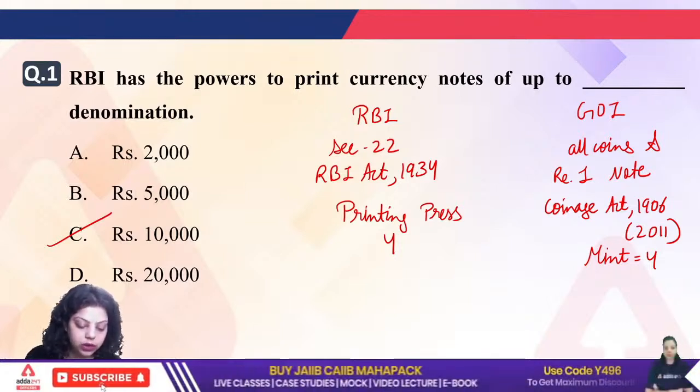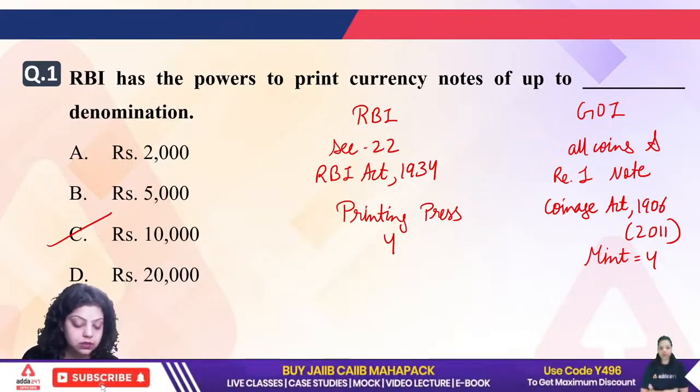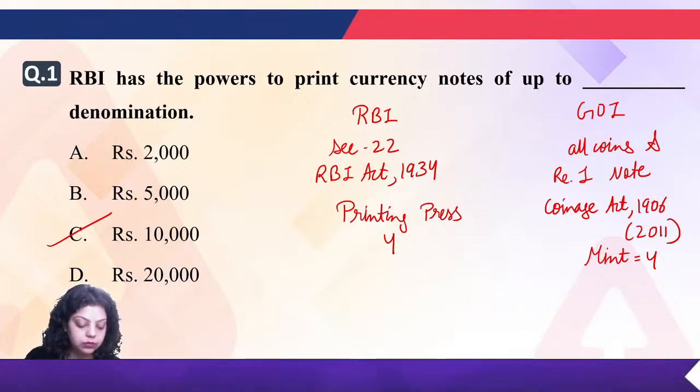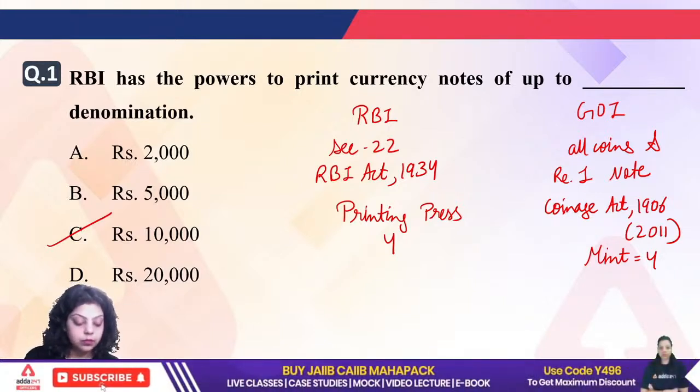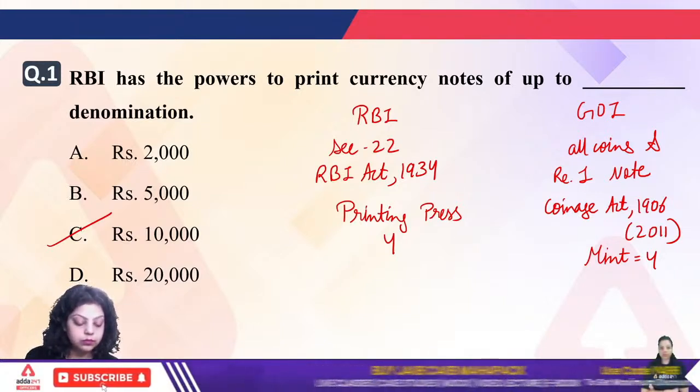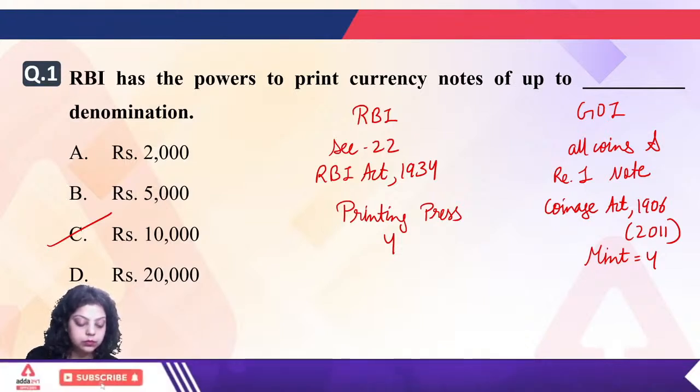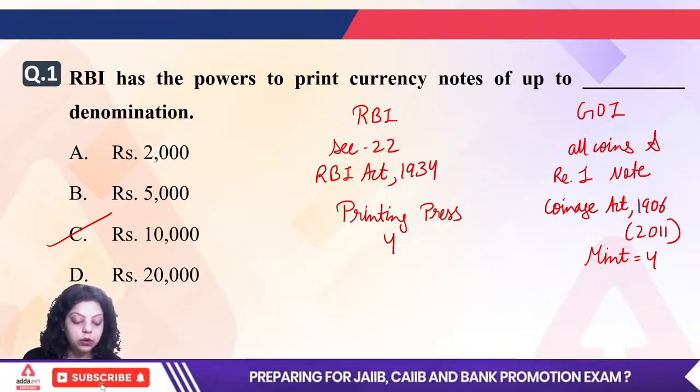Nasik is one of them. Okay, what about the remaining 3 locations? Printing presses are 4, mints are also 4.